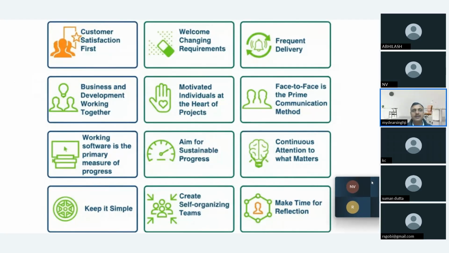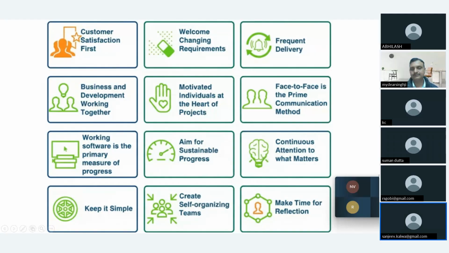I have made a sample here: customer satisfaction first, welcoming changing requirements, frequent delivery, business and developers working together, motivated individuals, face-to-face communication, working software as the primary goal, aim for sustainable progress, continuous attention on what matters, keep it simple, create self-organizing teams, and make it reflective. Is this clear, guys? The 4 values and 12 principles. Guys, is this clear?